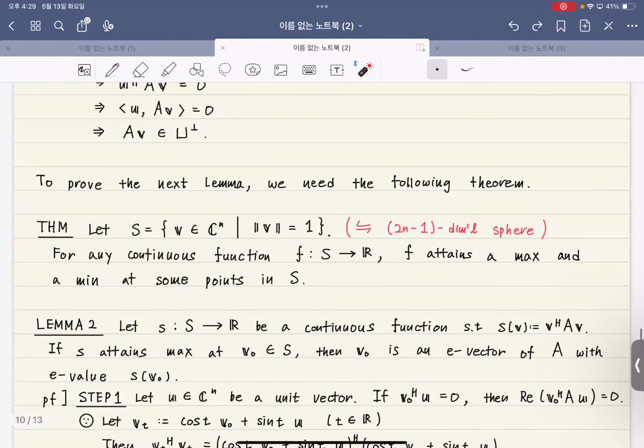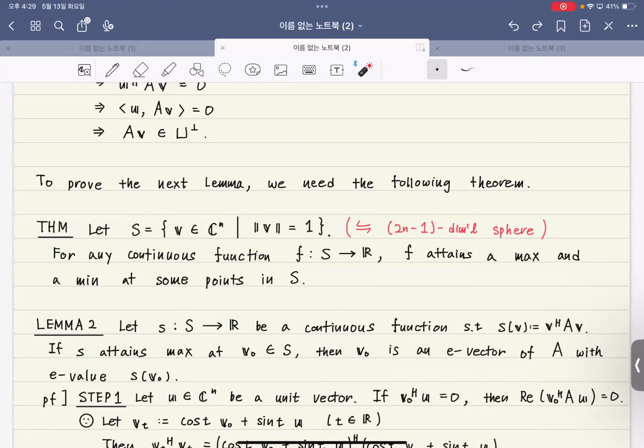To prove the next lemma, we need the following theorem. I have also defined a very weird-looking subset of n-dimensional complex space. This is not a subspace, but some subset of the n-dimensional complex space, which is a collection of unit n-dimensional complex vectors.